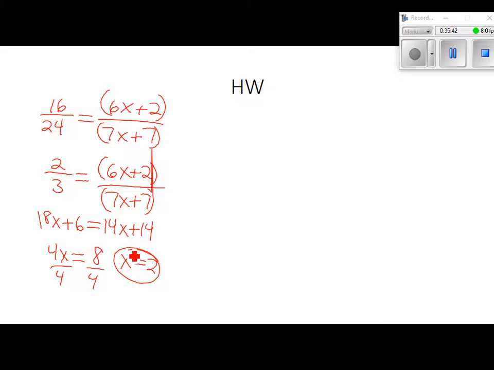Segment ML is 14. How long is segment NL? You got 14 plus, what's 2 plus 5? 7, so that part's 7. What's 7 plus 14? 21. So 14 is one of them, 21's the other.